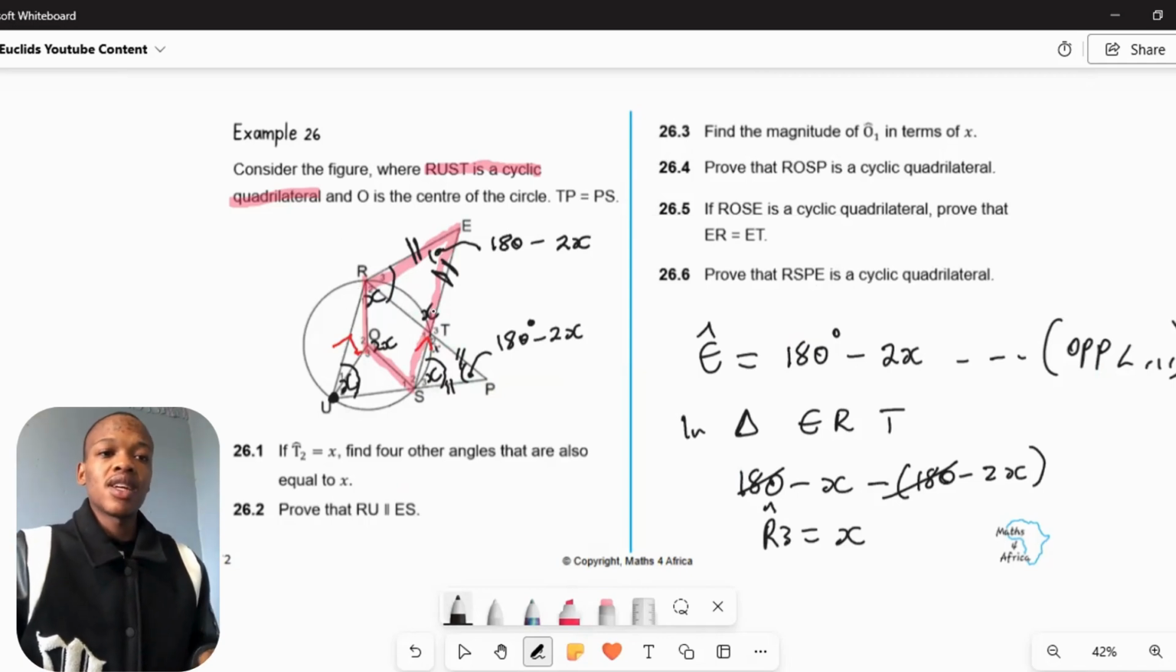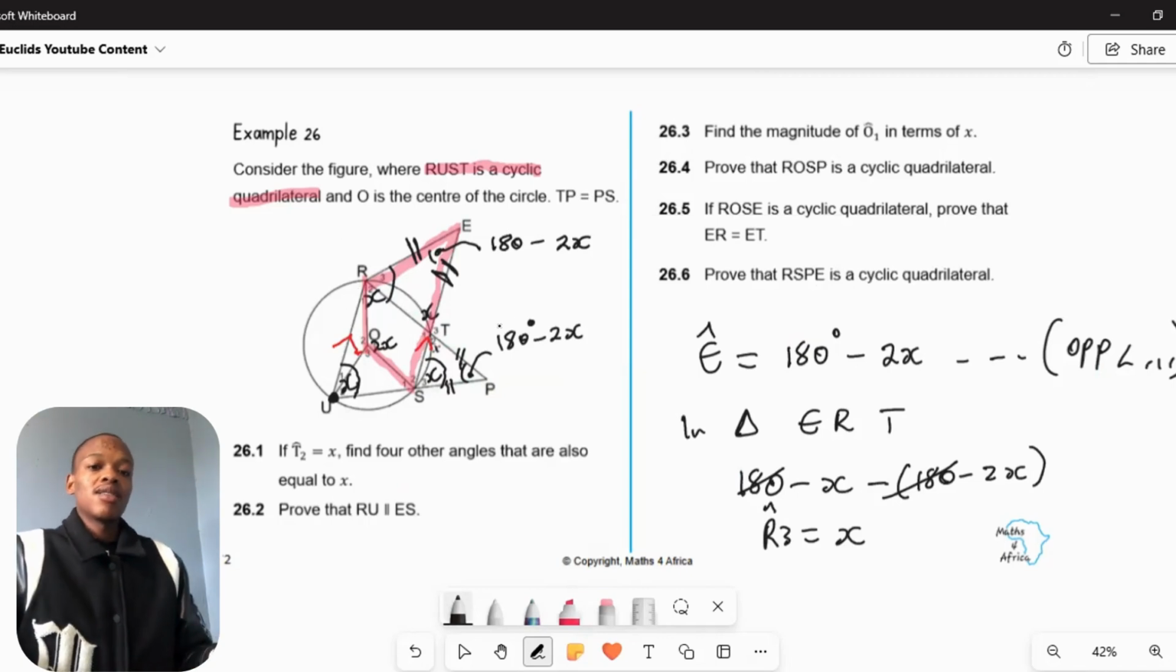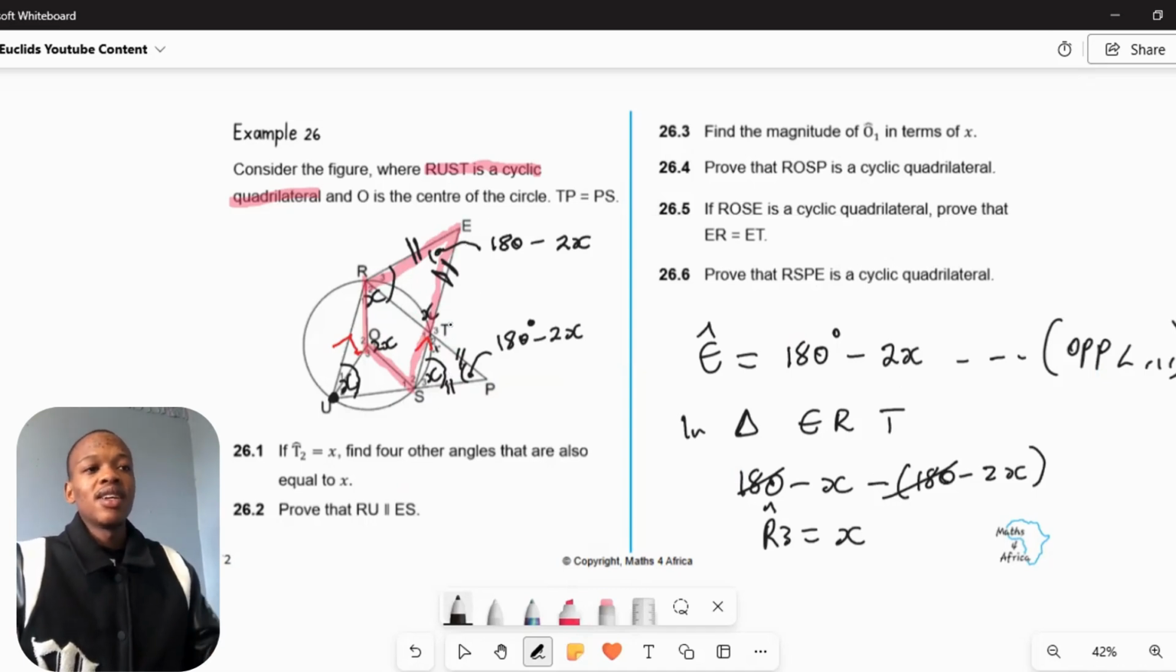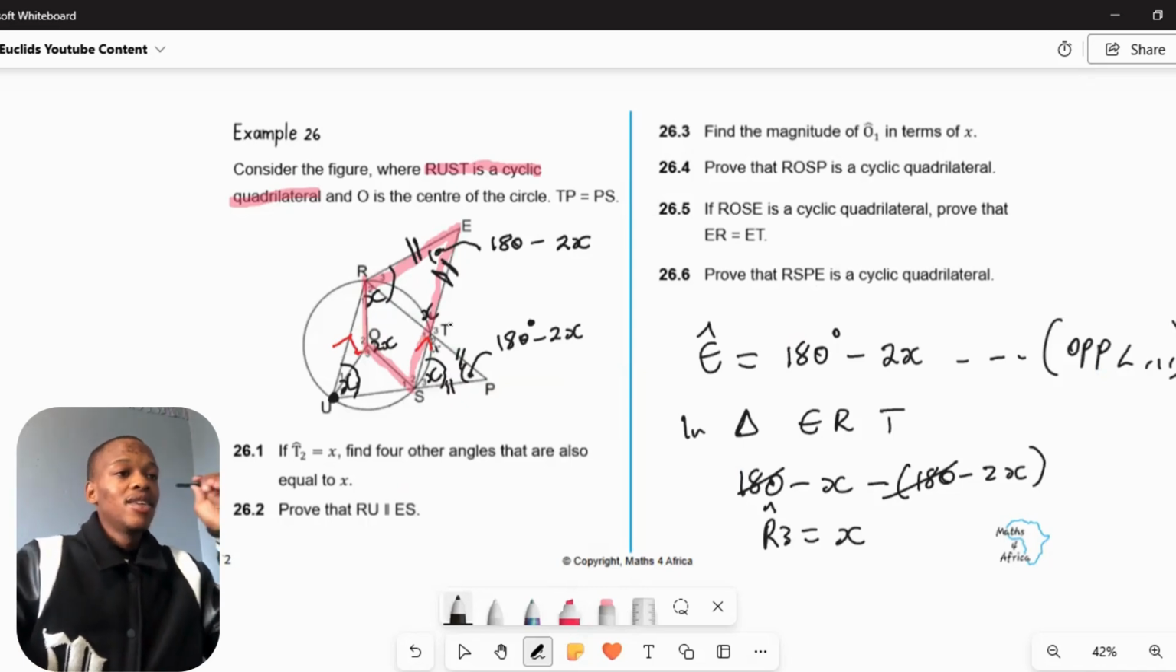So now R3 is x, and T4 is x, that means these angles are equivalent, and therefore RE is equal to ET. The reasoning behind that is what? Equal angles subtend equal sides or equal lines. That is that.